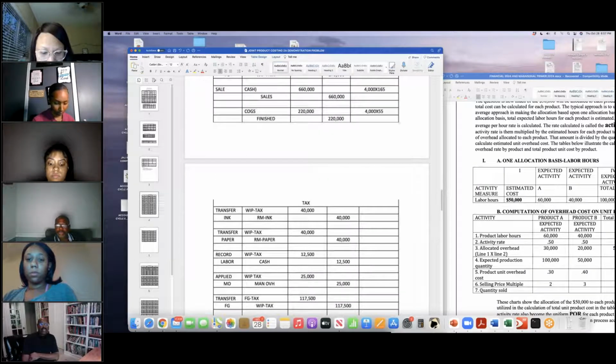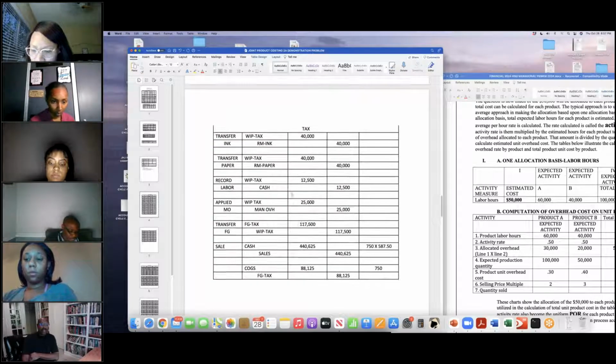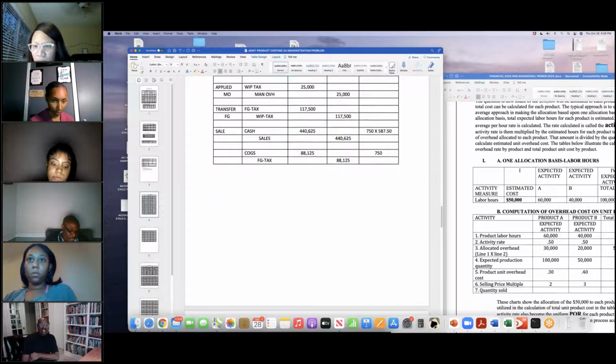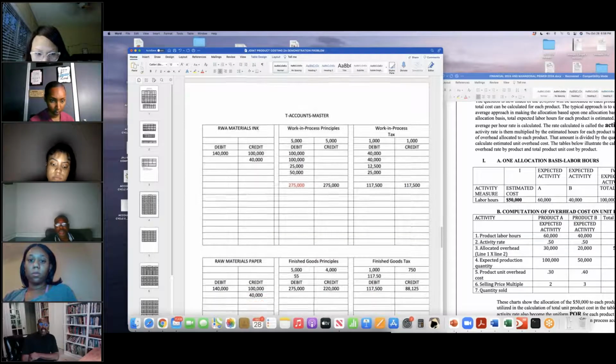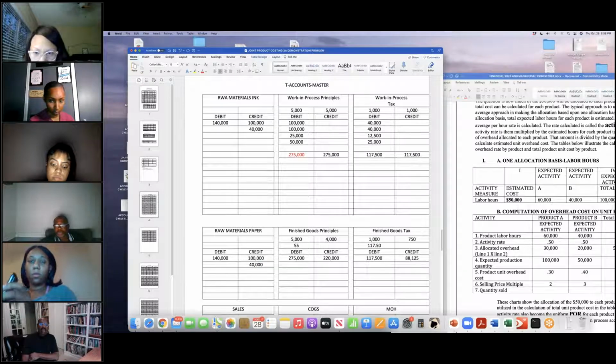Then we have the principal's level, their work in process account, and tax. For however many products you have, you have a separate work in process account for each one.